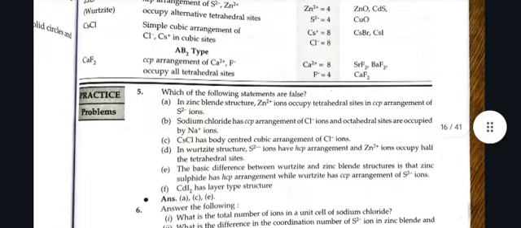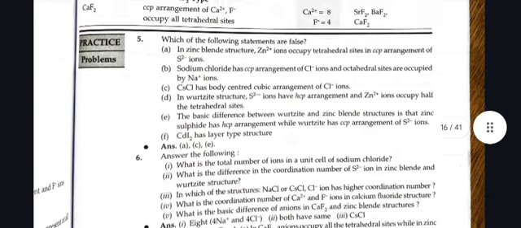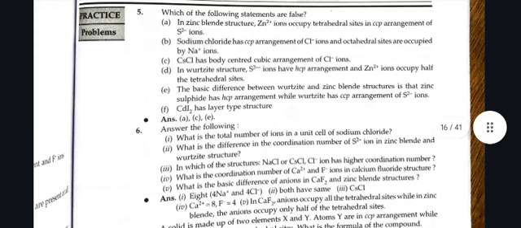Now we have a practice problem. Question number 5. Which of the following statements are false? In zinc blende structure, Zn2+ ions occupy tetrahedral sites in CCP arrangement of S2- ions. And the next statement is, sodium chloride has CCP arrangement of Cl- ions and octahedral sites are occupied by Na+ ions. The next statement is, CsCl has body centered cubic arrangement of Cl- ions. In wurtzite structure, S2- ions have HCP arrangement and Zn2+ ions occupy half of the tetrahedral sites.